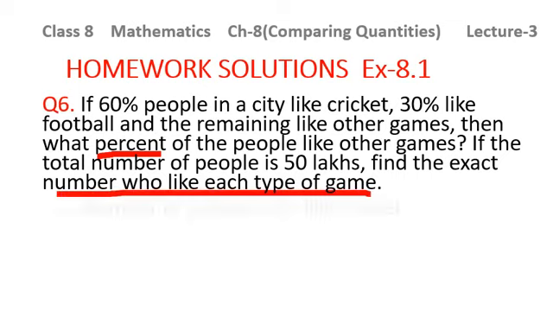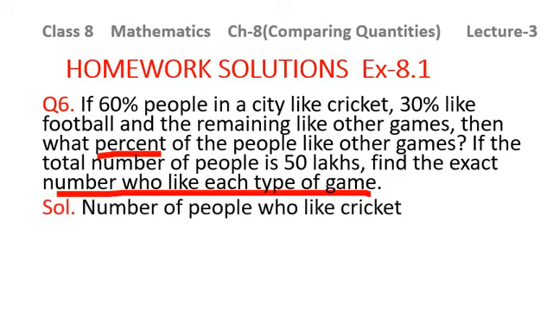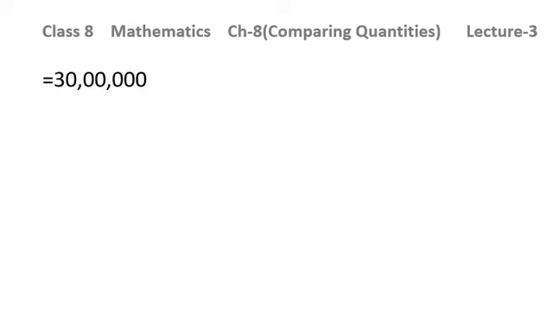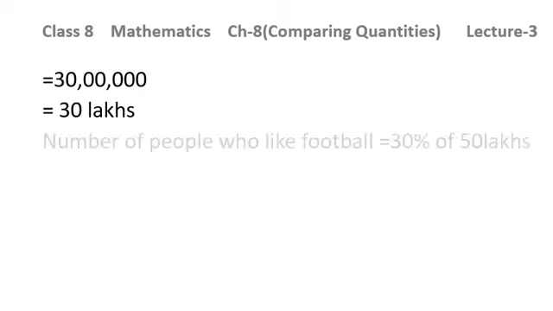Let us see how we will do. Solution is, number of people who like cricket. First game is cricket given to you, and number of people we need to find, because total number we have, that is 50 lakhs. So 60% of 50 lakhs, 60% of the people like cricket. 60 over 100, as percentage sign is there, and it is a special fraction in which the denominator is always 100. So it will be like this. Then it will be equal to 30 lakhs. So the number of people who like cricket are 30 lakhs.